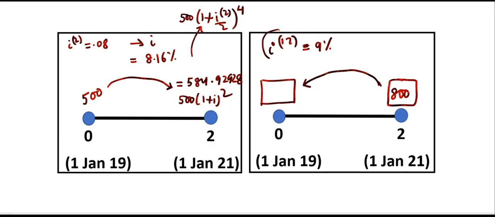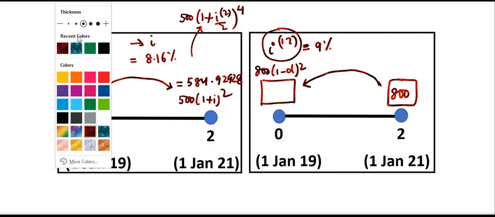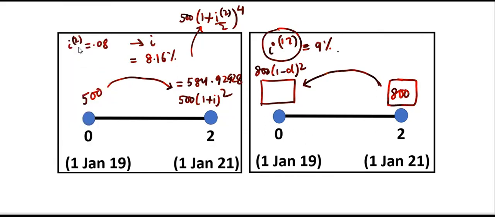So here i12 is given. D is not given. If you want, you find D and then write 100 into (1 minus D) squared. How can you find D from i12? From i12 you find i. There is a formula. From i you find D. Then you apply the normal formula. Otherwise, don't go through that way. You can directly write the answer here.